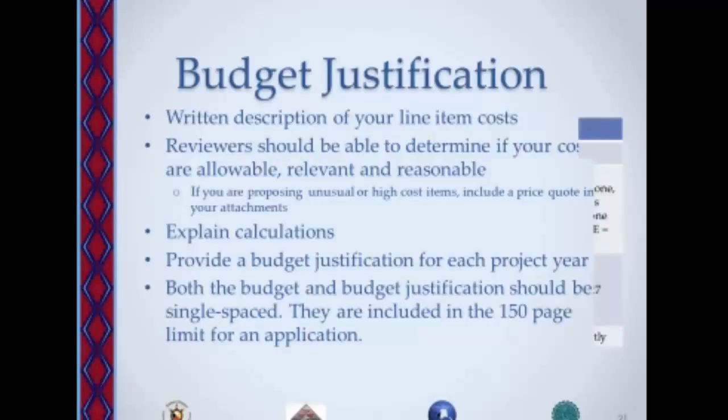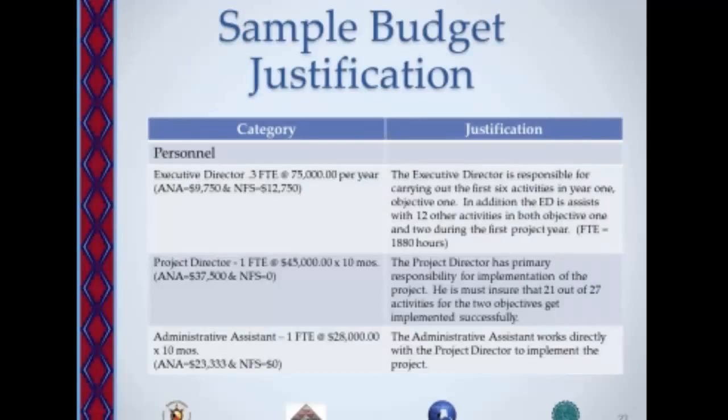So let's look at that budget justification. Here it is for personnel. Here we have that executive director, and now we can see how those costs were arrived at. And we can also see what that executive director is doing because they're reminding us in the justification that the executive director is assisting with 12 activities in both Objective 1 and 2 during the first project year. Now this is just a short statement in the justification. I should be reading a whole bunch more about the executive director's roles and activities in that project approach that I told you about. Also note that there's this abbreviation, FTE.